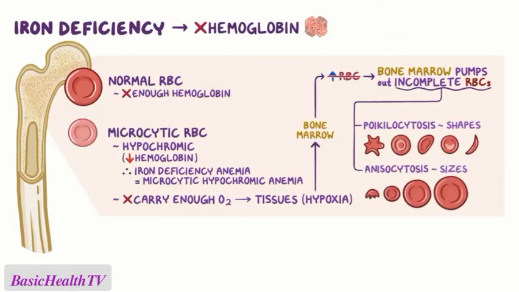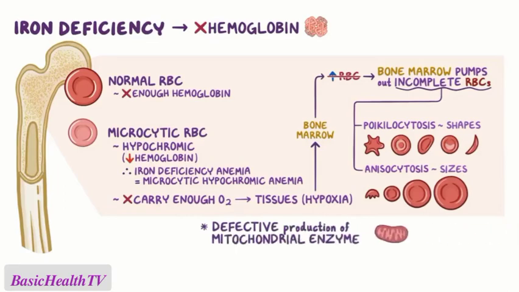circulation. In addition to anemia, iron deficiency also results in defective production of mitochondrial enzymes that generate necessary ATP for growth and development. And this affects fast-growing tissues the most, like hair and nails.